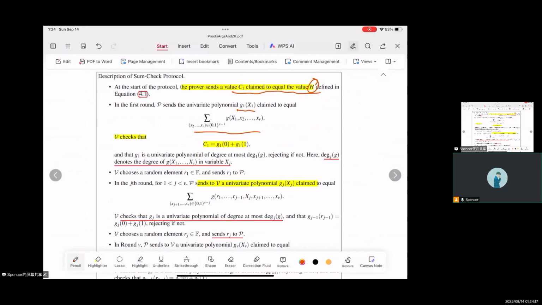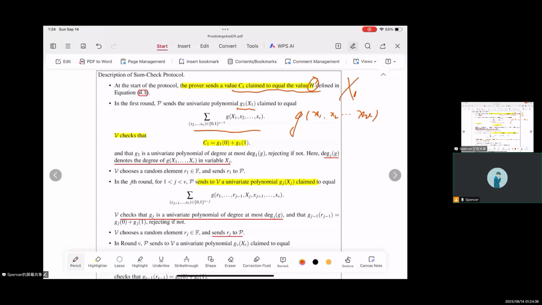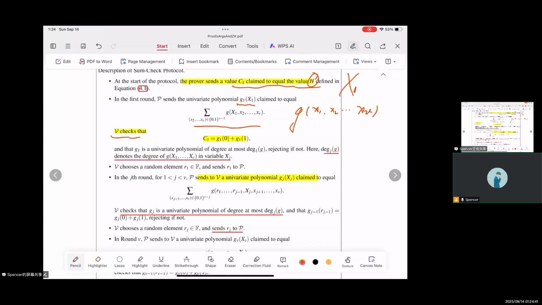So here we can look at this formula. G, because initially it is x1, x2 to xv. There are v variables, but here we just use the capital X to replace the small x, and then we check that C1 should be equal to G1(0) plus G1(1).